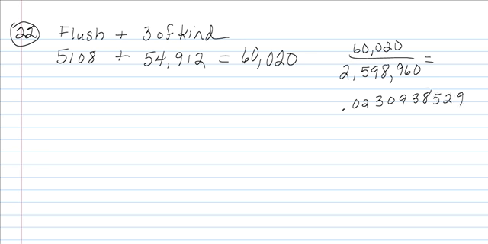0.0230938529. Let's talk a moment about rounding. Okay, they tell us in this one, give answers to 6 decimal places. So 1, 2, 3, 4, 5, here's 6. 0.02309. To the right is an 8, so we need to add 1 before we drop off the remaining digits.